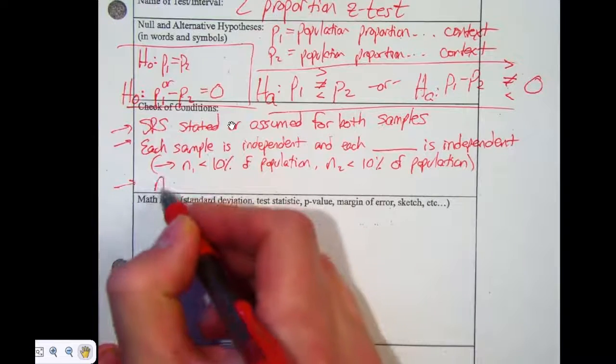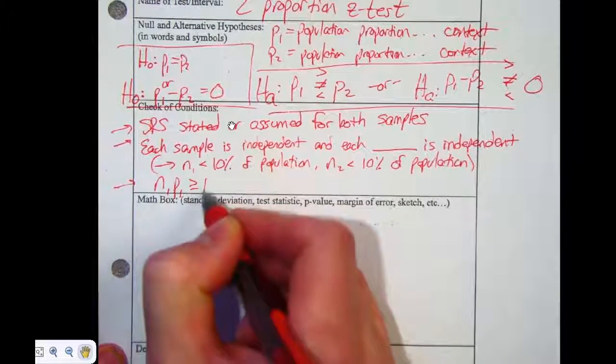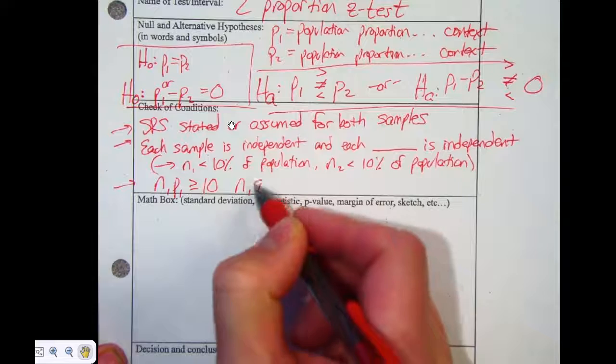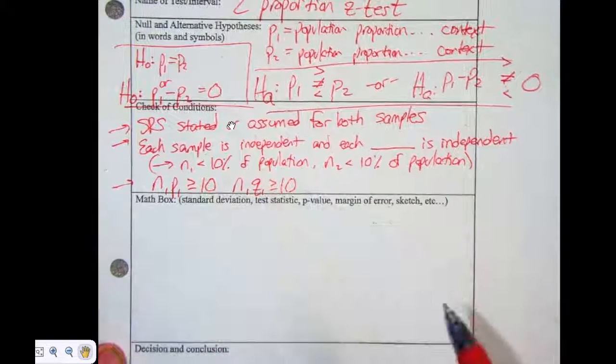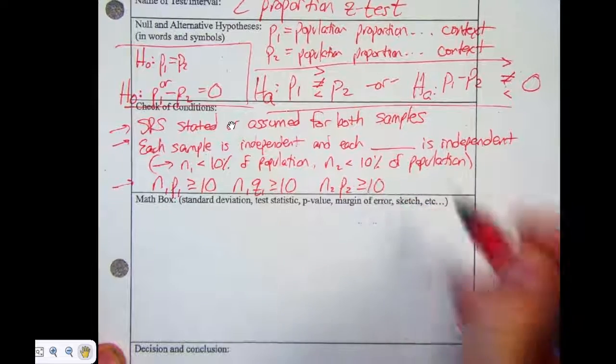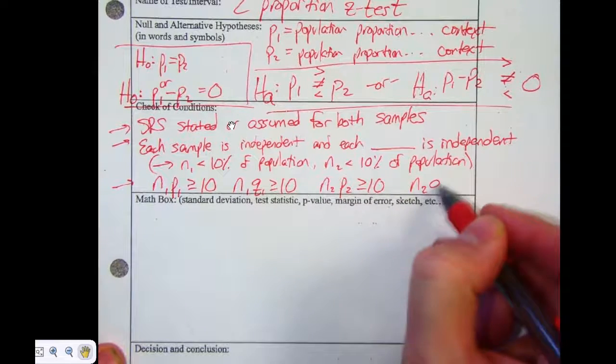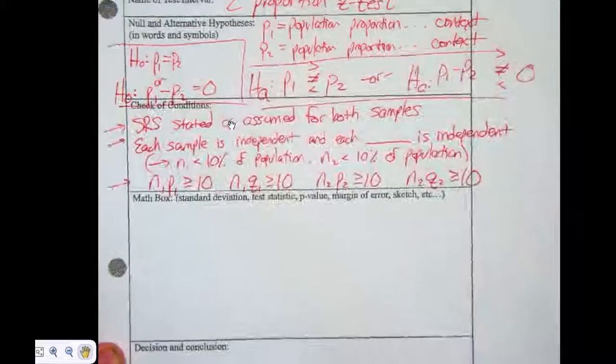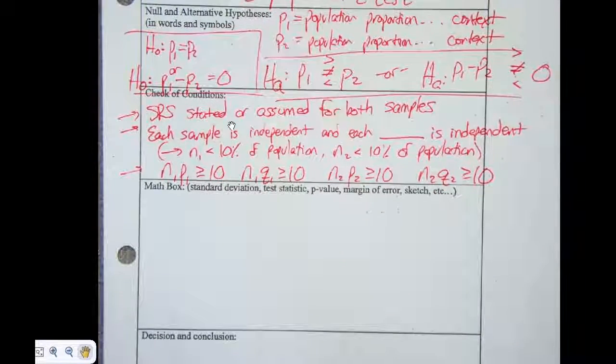And then, N1P1 has to be bigger than or equal to 10. N1Q1 has to be bigger than or equal to 10. N2P2 has to be greater than or equal to 10. N2Q2 has to be greater than or equal to 10. So again, take exactly what you did before and just make it longer.